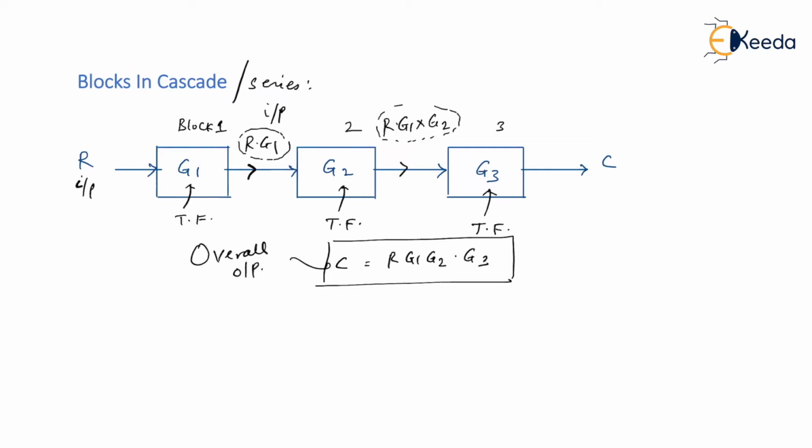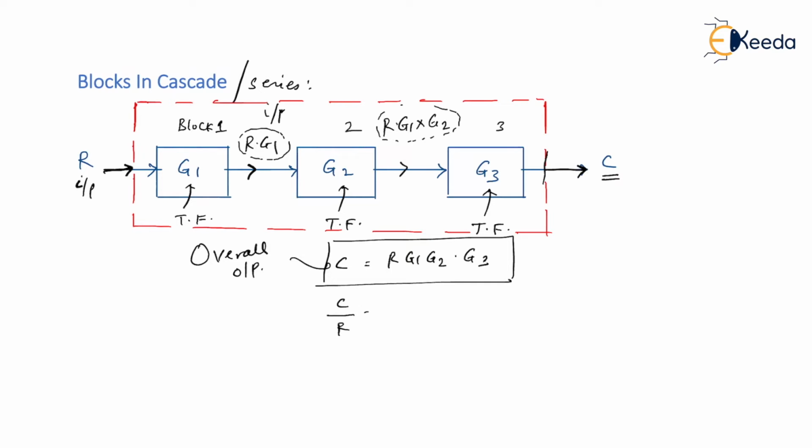Am I right? Now suppose I want an overall transfer function, then I have to see the overall ratio of output upon input. Now what does that mean? Let us see. Consider as if this is only one system having one input and one output. Consider this whole as a black box, and then try to get the ratio of C upon R. So from this expression, if I take the C upon R ratio, what do I get?